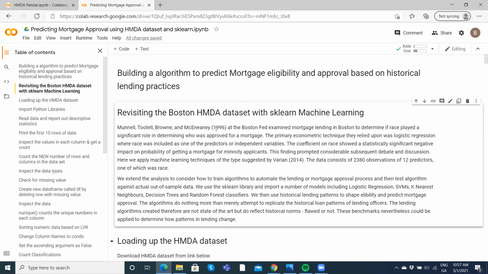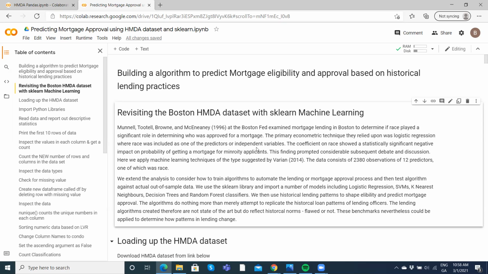Their main interest was to investigate the degree to which race influenced mortgage approval. And they applied logistic regression mainly to see if race was a statistically significant variable and what was the impact in terms of mortgage approval rates for minority applicants. Again, we don't explicitly consider that.